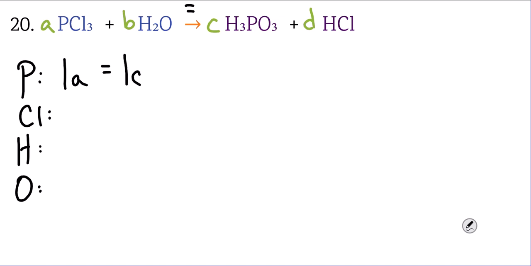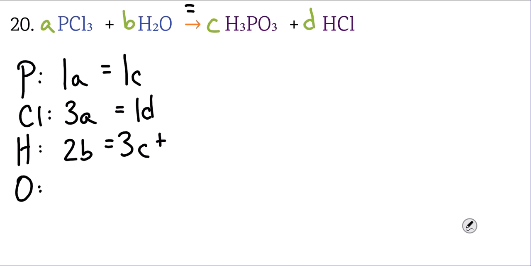There's 1 phosphorus associated with A and 1 associated with C, telling us immediately that the coefficients A and C will be equal in the future. We do the same for chlorine, hydrogen, and oxygen. Once we have our linear equations, we simply solve for each of the variables.